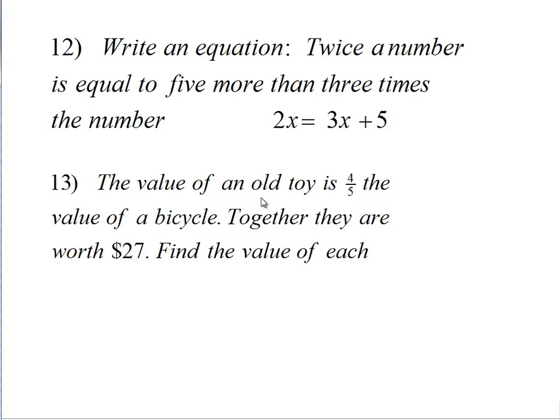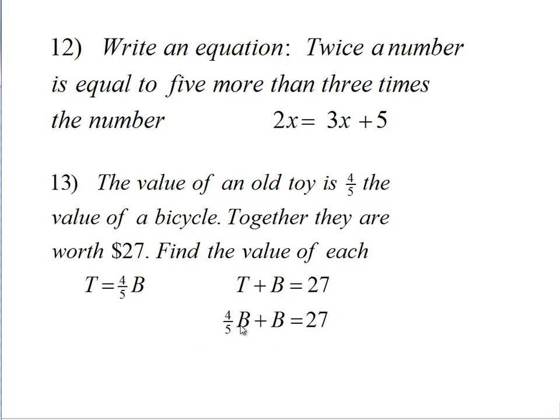Now the value of an old toy is 4/5 the value of a bicycle. So I just write down toy, call it T, 4/5 of a bicycle. Together, so toy plus the bicycle is 27. Now I can't solve that, so I change my T to a 4/5 B. So I have 4/5 B plus B is 27.